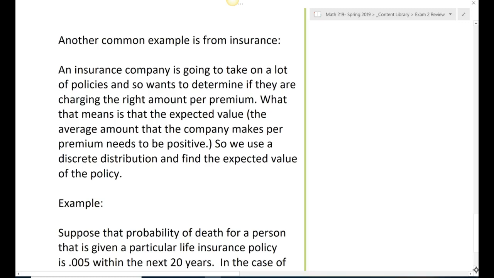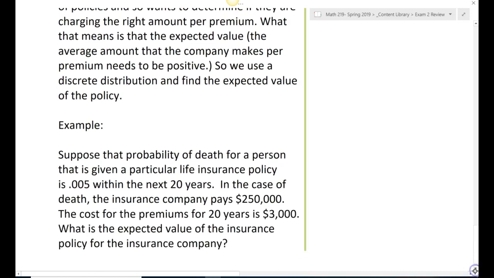So what we want to do is determine if they're charging the right amount per premium. For the insurance company, that means having a positive expected value, right? Because they want to make money, so consequently, they want their insurance premiums to be positive, okay? Now, what that means is that the expected value should be positive. So we use a discrete distribution, and we find the expected value of the policy, and in this case, we're going to look at it from the perspective of the insurance company, okay?